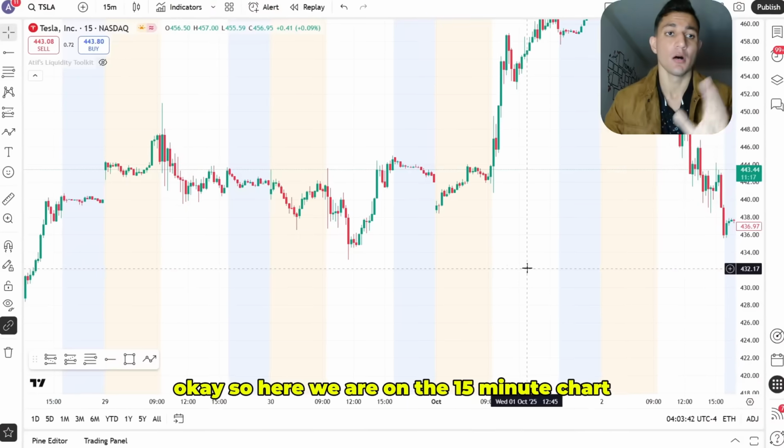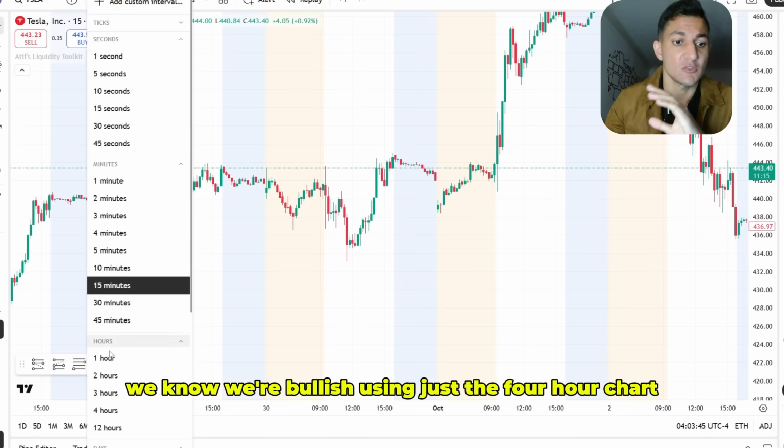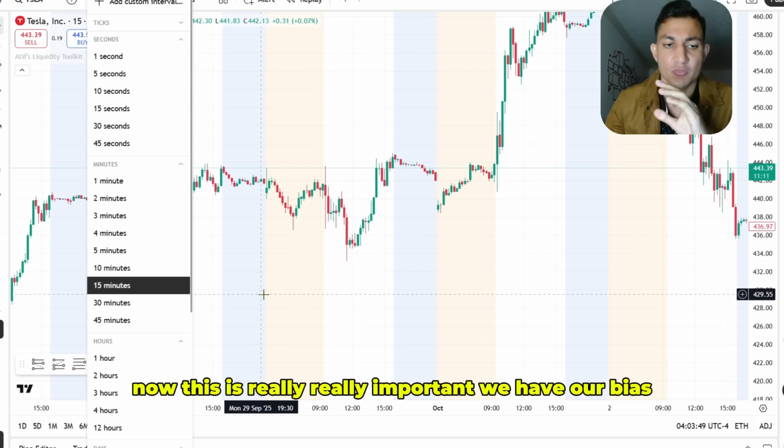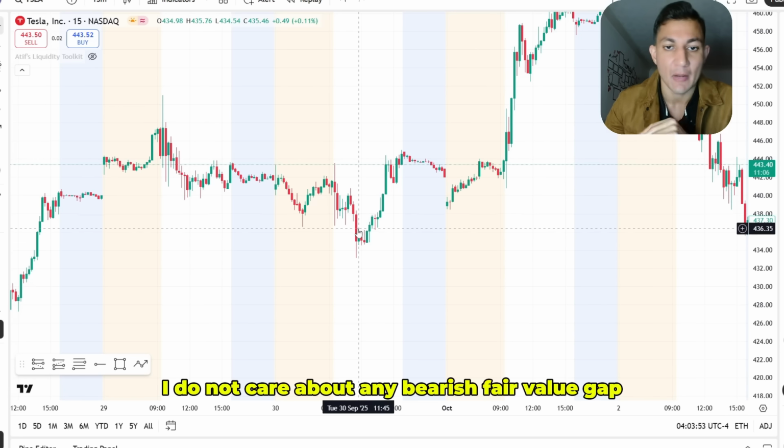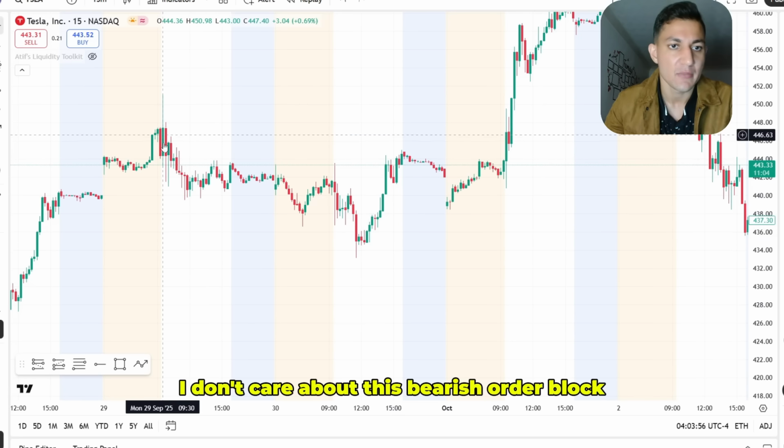Okay, so here we are on the 15-minute chart. So we've done our analysis. We know we're bullish using just the 4-hour chart. Now we're on the 15-minute chart. Now this is really, really important. We have our buyers. So I do not care about any bearish fair value gap. I don't care about this bearish order block.